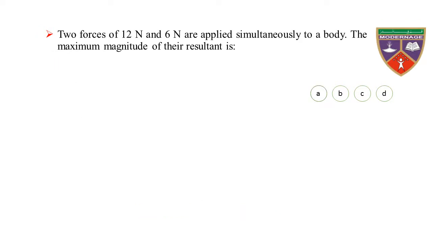Two forces of 12 Newton and 6 Newton are applied simultaneously to a body. The maximum magnitude of their resultant is option A 15 Newton, option B 19 Newton, option C 20 Newton, option D 22 Newton. The key is 15 Newton. The option A is correct.